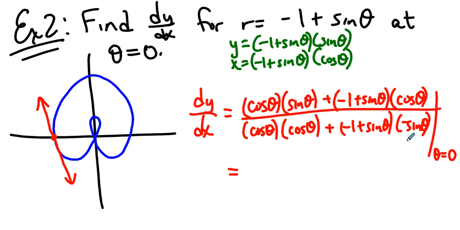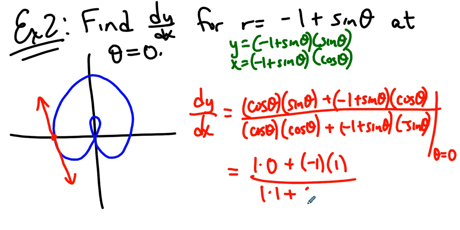At theta equals 0, this is 1 times 0 plus -1 times 1 over 1 times 1 plus -1 times 0. That's -1. Slope of that red line is -1. I can't make this any easier because it's always a product rule over a product rule, but I can't make it any harder. It's always a product rule over a product rule.